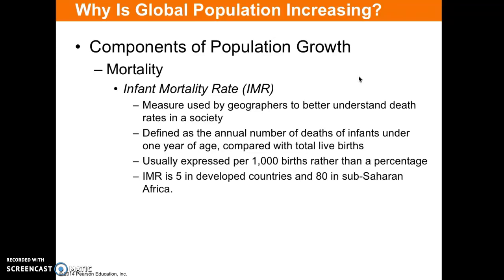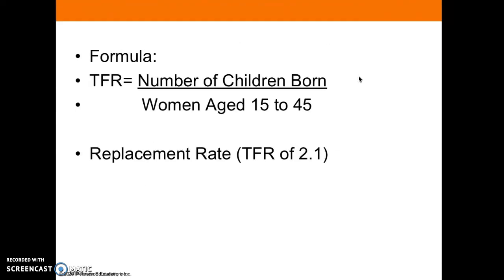And infant mortality rate is defined as the annual number of deaths of infants under 1 year of age. And you're comparing this with total live births. And it's usually expressed per 1,000 rather than as a percentage, like most of the population stats are. And the infant mortality rate is about 5 per 1,000 in most developed countries, and it's close to 80 per 1,000 in most sub-Saharan African countries. The highest infant mortality rate in the world right now is in Afghanistan.